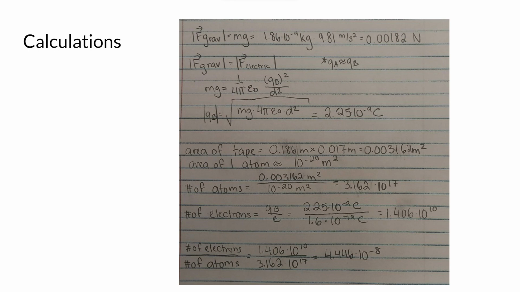And the number of electrons is given by the charge that we found to be 2.25 times 10 to the negative 9 coulombs divided by the elementary charge, which is 1.6 times 10 to the negative 19 coulombs, which gives us 1.406 times 10 to the 10th electrons. And the ratio of the number of electrons to the number of atoms is 4.446 times 10 to the negative 8th. And in these calculations, we are assuming that the tape is exactly one atom thick, which obviously is not the case in real life.